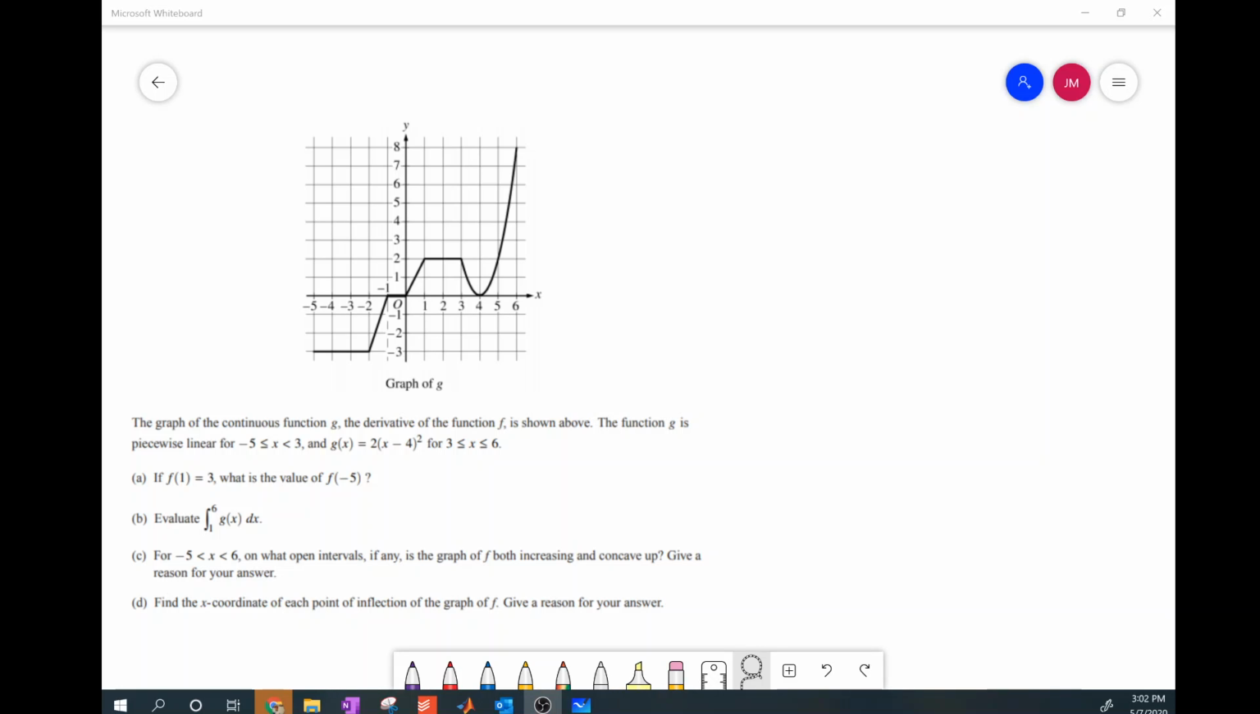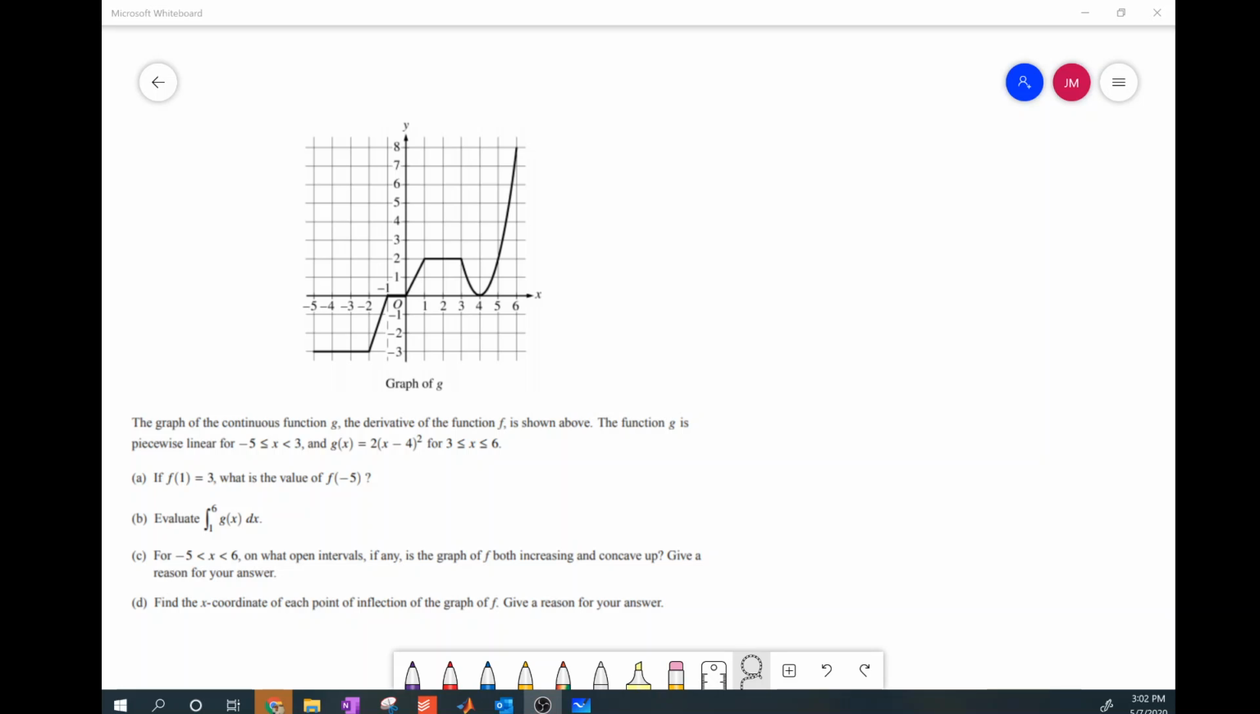So let's get started. The graph of the continuous function g, the derivative of the function f, is shown above. The function g is piecewise linear for -5 ≤ x < 3, and g of x equals 2 quantity x minus 4 squared for 3 ≤ x ≤ 6. A, if f of 1 equals 3, what is the value of f of -5?